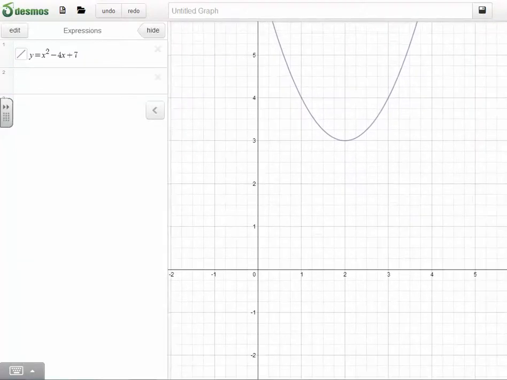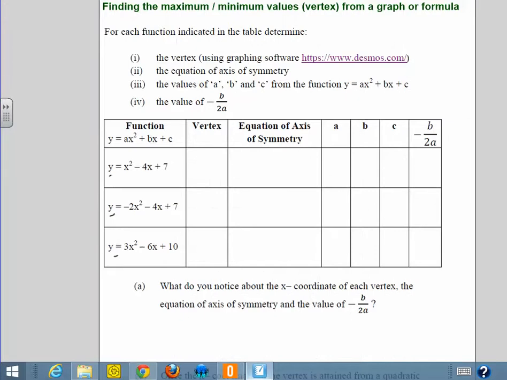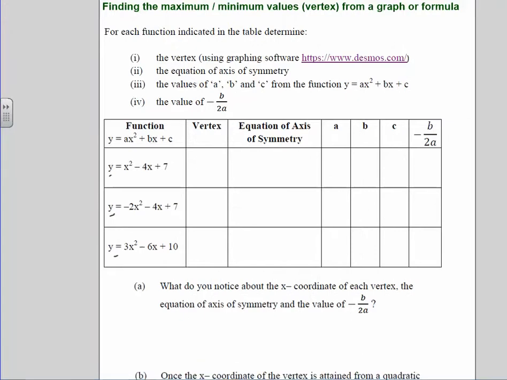So our vertex, look here now at the graph. The graph does point upward, and we know that because the a value is positive. And the vertex is at 2, 3. So you read your x value first, and then your y value. So our vertex is at 2, 3.